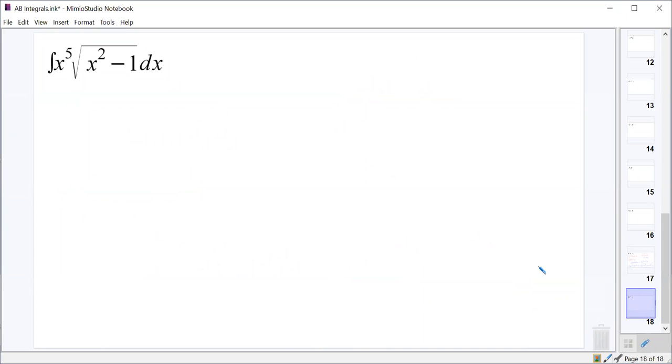Looks very similar. X to the 5th times the root of x squared minus 1. So I suggest we make the same substitution. U equals x squared minus 1 with du equal to 2x dx. Everybody good with that? Mm-hmm. So we've got x to the 4th, and we'll have 1x left over. If I make it a 2x for my du, I'll put a 1/2 out there.